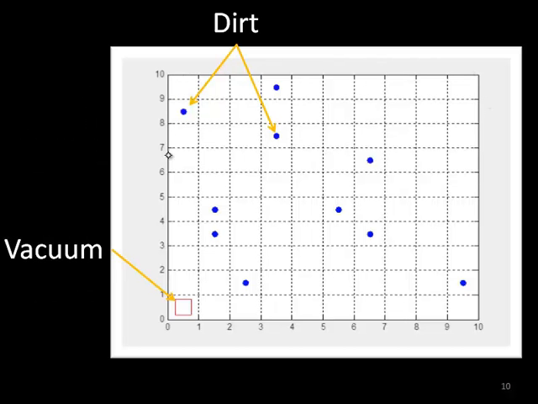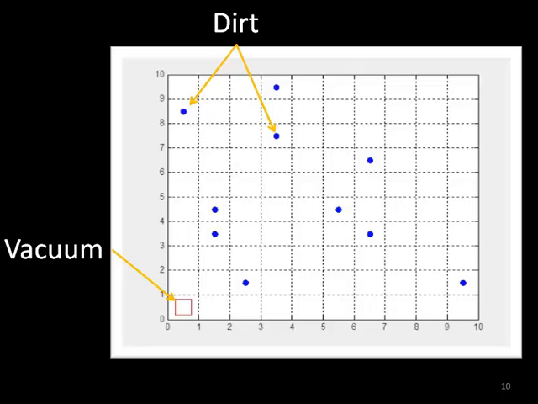In Vacuum World, we have a grid of locations where our agent can move to. Here, our agent is a vacuum, which is represented by this red square. Distributed throughout the vacuum world are these blue dots, which represent dirt. The job of our agent is to move around vacuum world and suck up the dirt. We usually want to optimize some function. For example, we might want the vacuum to move to the dirt and suck it up with as few moves as possible to optimize the amount of dirt collected for as few moves as possible.